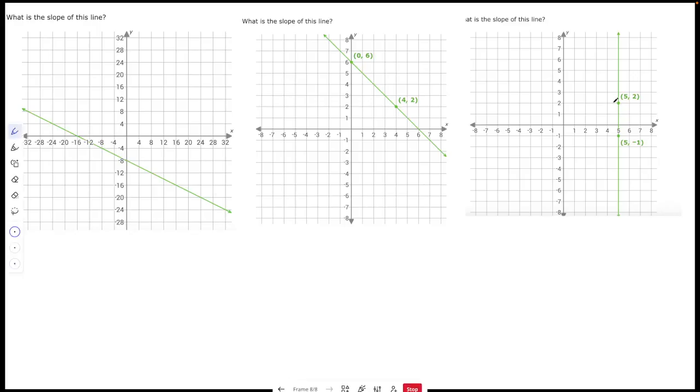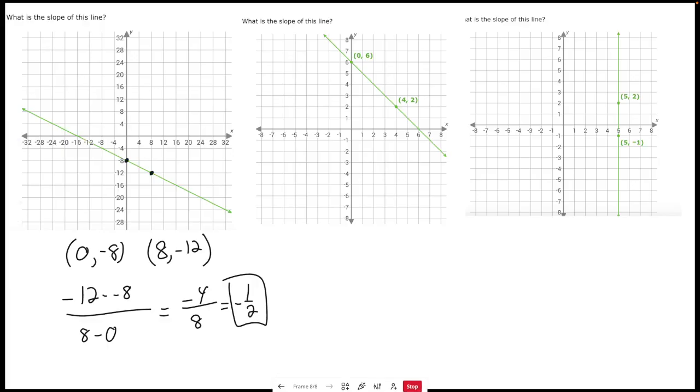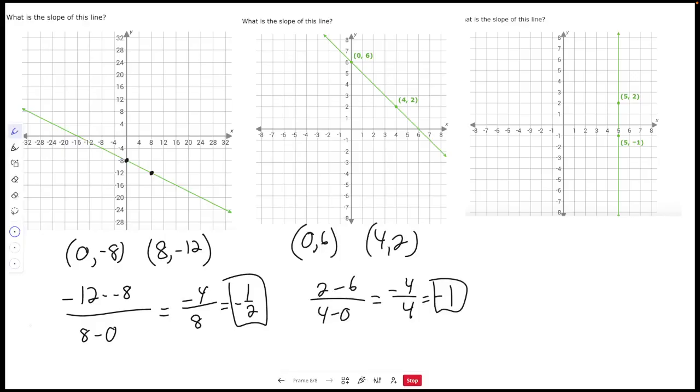Okay, now that you've had time to work these problems, let's check your solutions. For the first problem, you might have chosen different coordinates than I did, different numbers, but no matter what numbers you picked, you should have ended up with a slope of -1/2. Notice that I had to reduce, right? The -4/8 can be reduced into -1/2. For the second problem, you should have gotten a slope of -1.